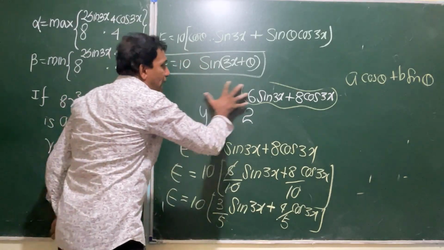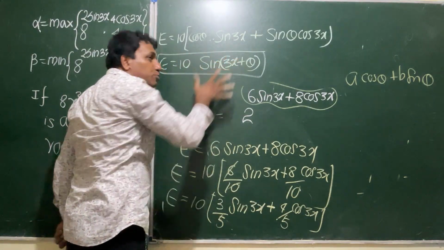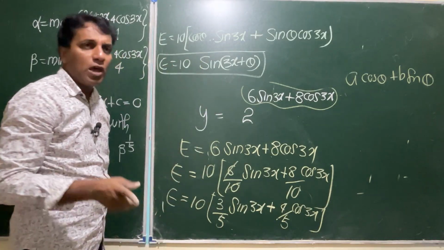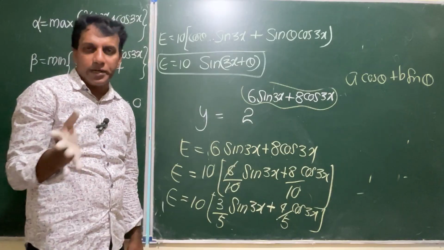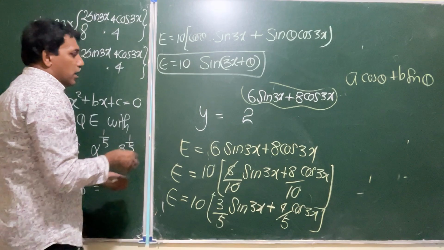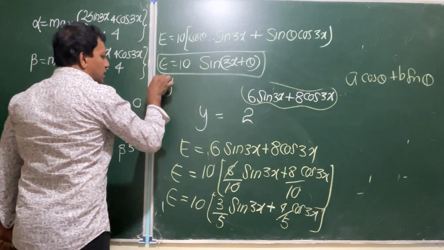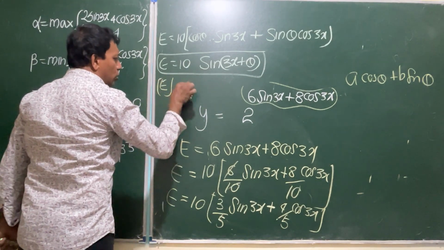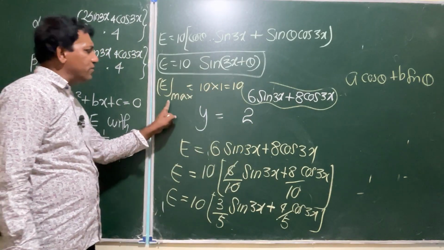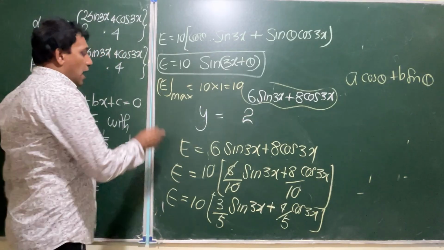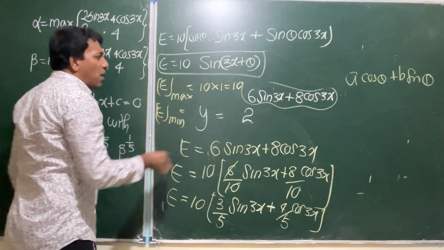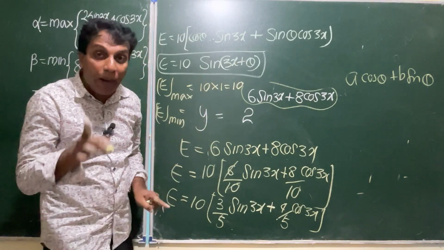To become E maximum, when sine becomes maximum, E is maximum. When sine becomes minimum, E is minimum. You know, sine and cos are bounded between -1 and +1, right? Therefore here E max, the maximum of the E value, is 10 into 1, that is 10, right? And minimum of the E value, E minimum, what is that? 10 into sine minimum, -1.